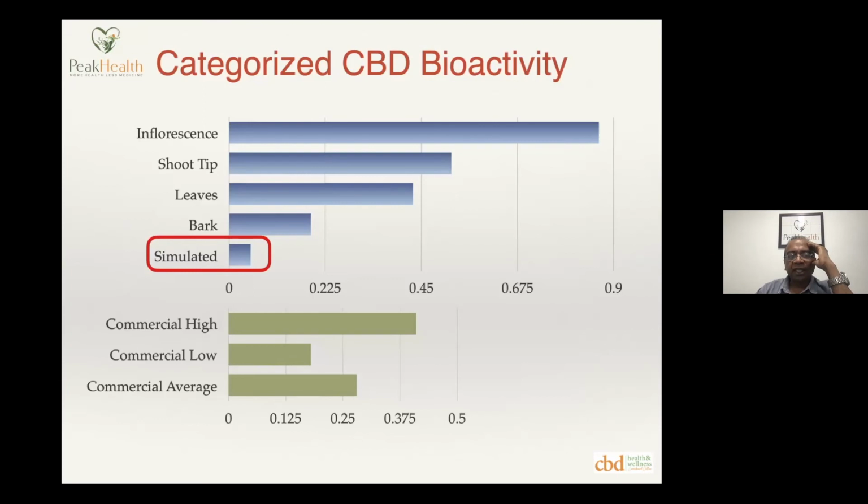So we've looked at CBD from the inflorescence, the shoot tip, the leaves, and the bark, and we've found the inflorescence to have the highest bioactivity, absolutely. But when you see bioactivity that's very, very low, like 0.08, 0.09, etc., it's fake, it's simulated CBD.